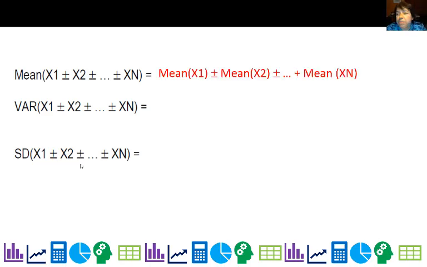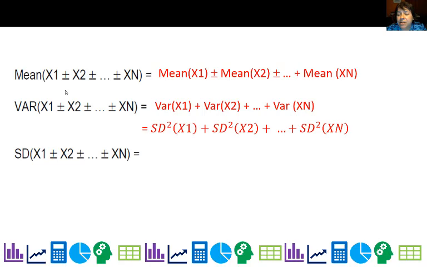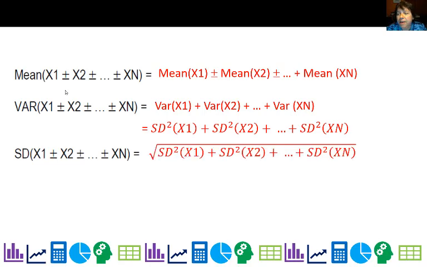Mean of x1 plus or minus mean of x2 plus or minus, etc., mean of xn. And that should really have a minus sign. Variances add. They do not minus. And so I would add the variance for each one. But remember that variance is standard deviation squared. So I would take the square root of the sum of the standard deviations squared. Again, remember, variances always add.